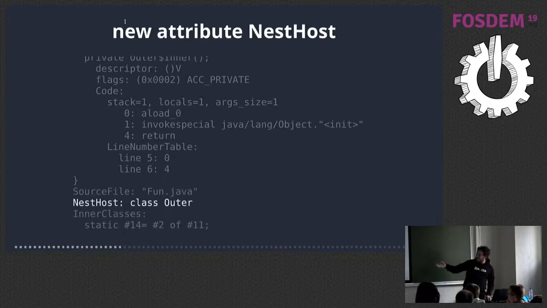Also, we see the new attribute, which was exactly introduced to support nest-based access control, which says, well, I am nested in this nest host, which is the class Outer, which is pretty cool.